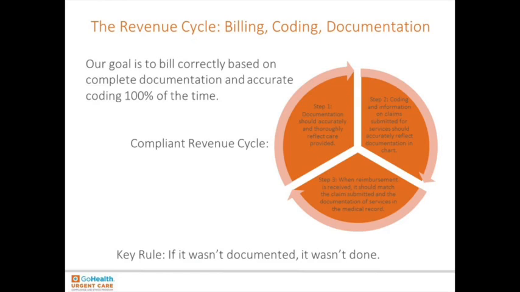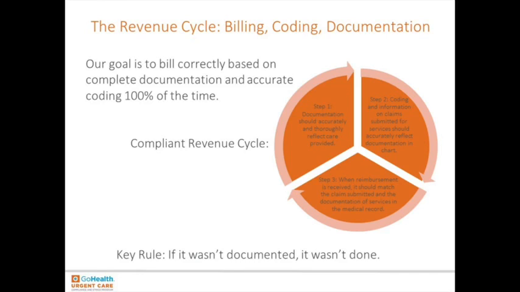Coders rely exclusively on the documentation that's provided in step 1 to assign what are known as CPT and ICD codes. CPT codes describe the procedures that we provide to patients, and ICD codes describe the conditions the patient presents with. All codes that are assigned to our claims must be completely and 100% substantiated by the documentation in the medical record. That means that basically the golden rule for compliant billing is if it wasn't documented, it wasn't done.